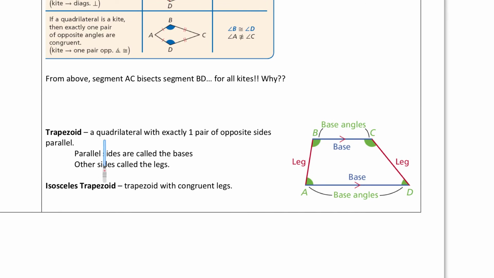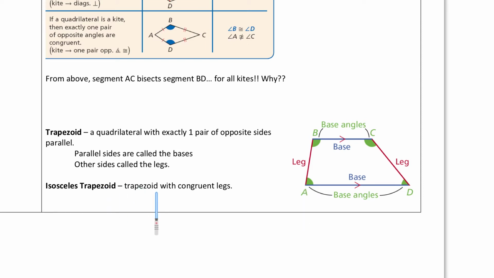The definition of a trapezoid is a quadrilateral with exactly one pair of opposite sides parallel. Exactly. Now, some books say different things here, but this is what we're going to go with. The parallel sides are called the bases. The other sides are called the legs. So you have this base, parallel sides, and legs on each end. These are base angles up here, and these are base angles down here.